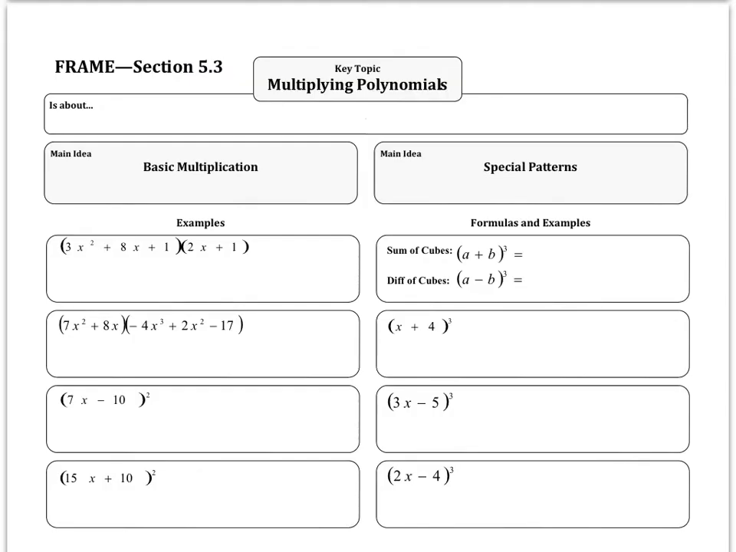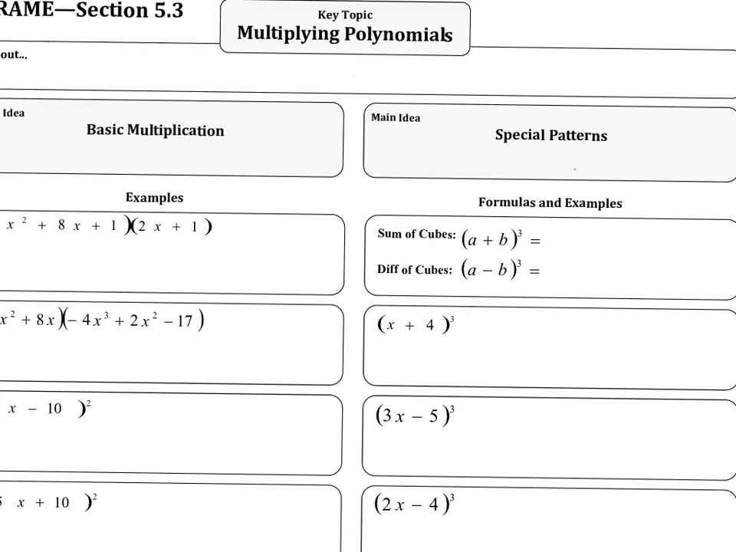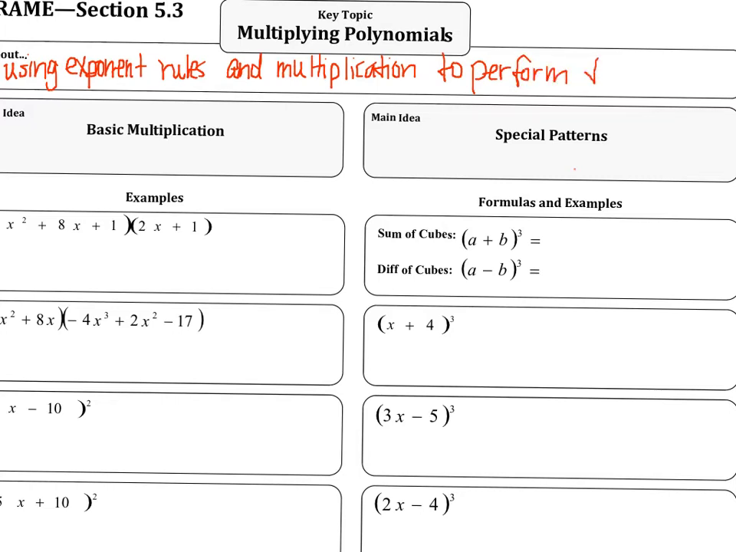So now we're going to talk about multiplying polynomials. Let me try and make this one a little bit bigger real quick. Multiplying polynomials is about using exponent rules and multiplication to perform tasks.